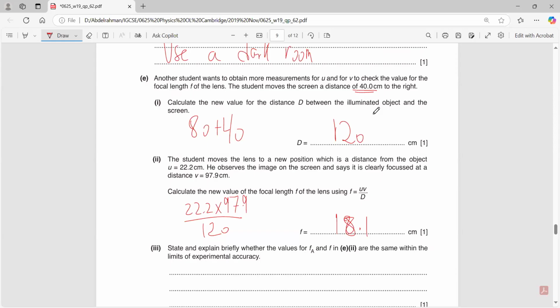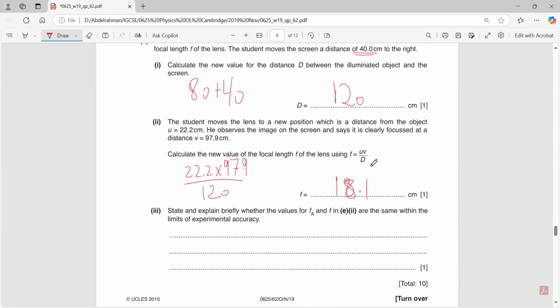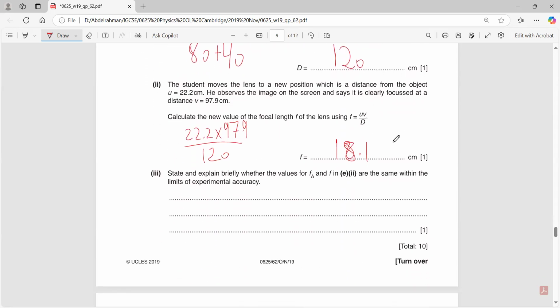State and explain briefly whether the values for FA and F are the same within the limits of experimental accuracy. FA, the average focal length, was 15.1, and the new F is 18.1. Are they within the limits or not? Let's calculate it. It's basically 18.1 divided by 15.1.